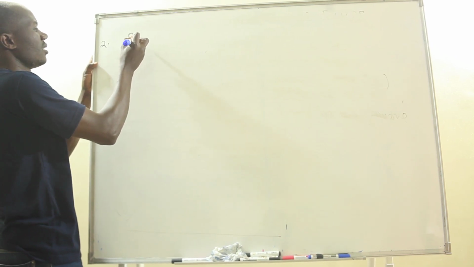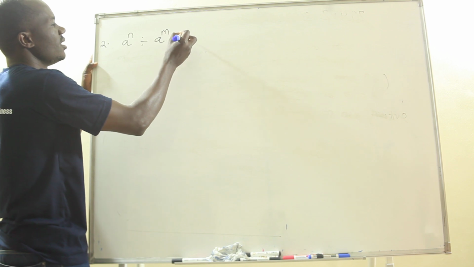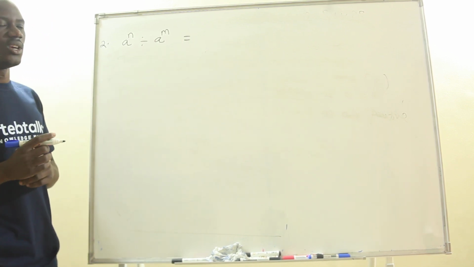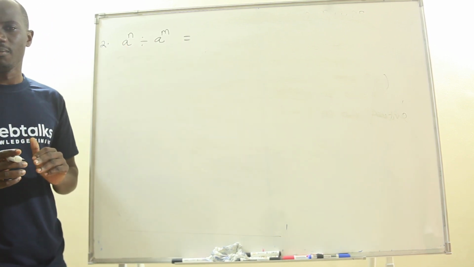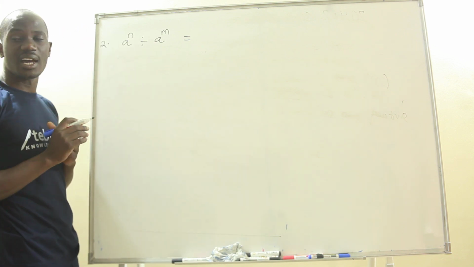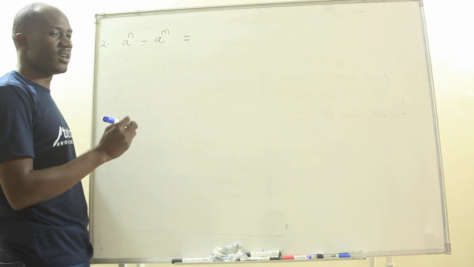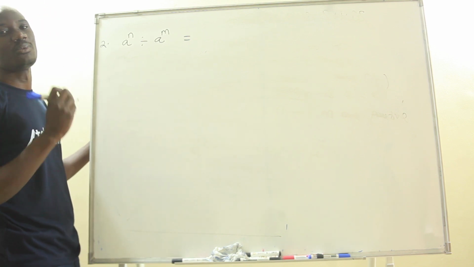a power n, and we are dividing by a power m. This is the same as what? You can see the bases are the same, the base is a, but the powers are different. The first power is n and the second power is m. What we do is this: when we are dividing numbers of the same base, we subtract the powers.